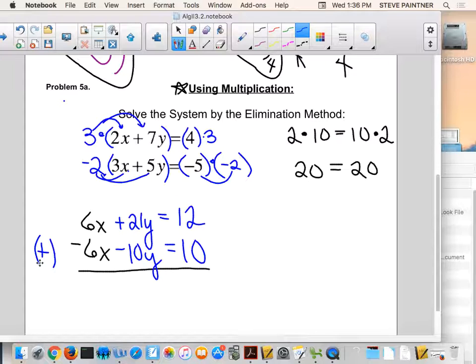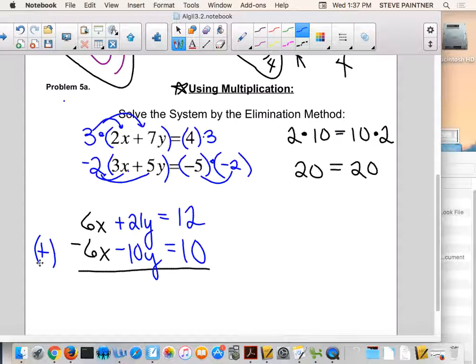Well, if they're both negative, they're not opposites. Opposite is what? One's positive, one's negative, right? Okay. Ready? Add down. What do you get? Nothing. You just eliminated. That's why they call it the elimination method.